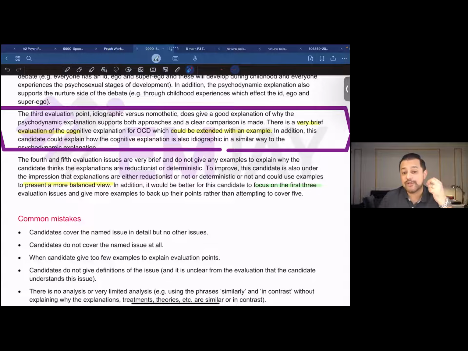It would be better for this candidate to focus on the first three evaluation issues and give more examples to back up the points rather than attempting to cover five. Now, I'd want to reiterate, the examiner wants you to focus on three issues, not more. Remember, it is a 10-mark question for which you should not spend anything more than 15 minutes, right? Because if you do that while attempting to answer on clinical psychology, there's a possibility that the last answer, which again would be an evaluative answer, you might miss on that, right? And it would not be worth it. So keep a check on time too.